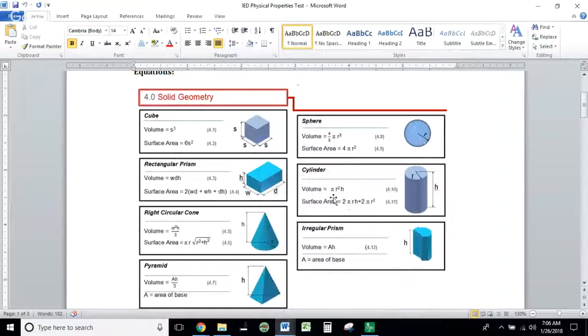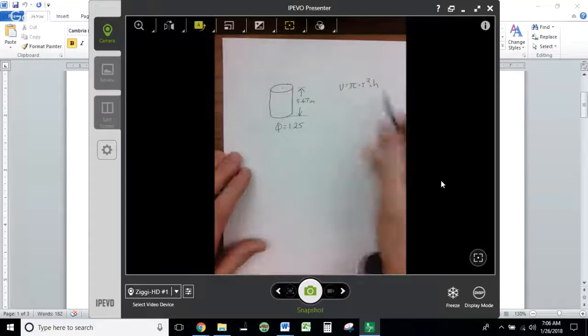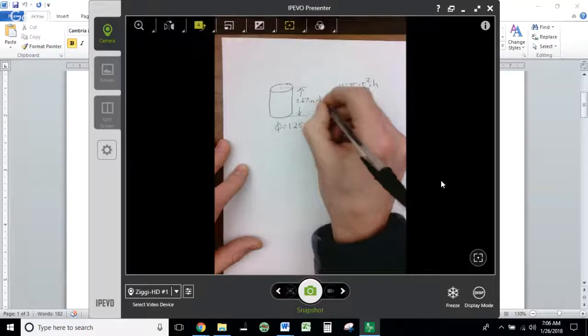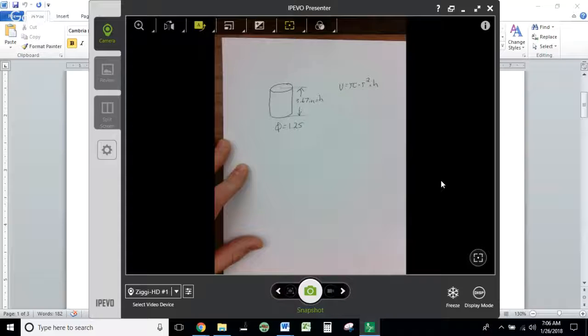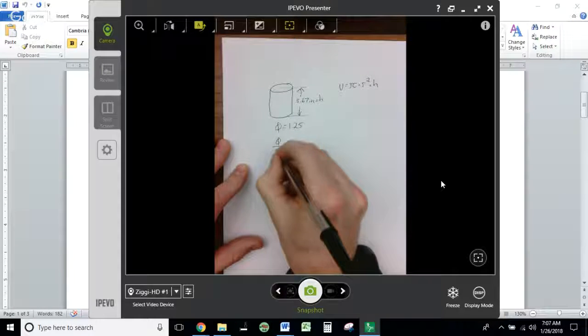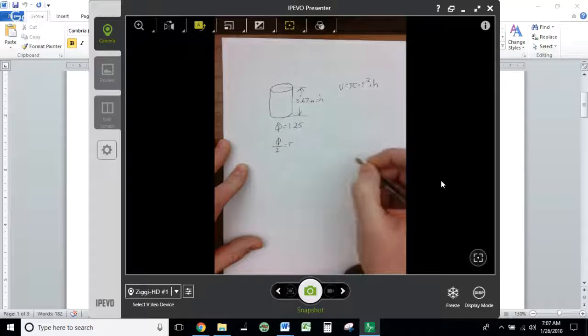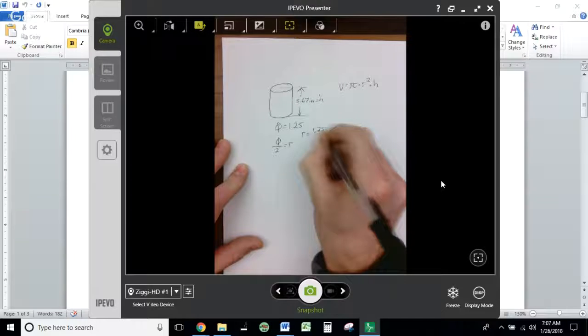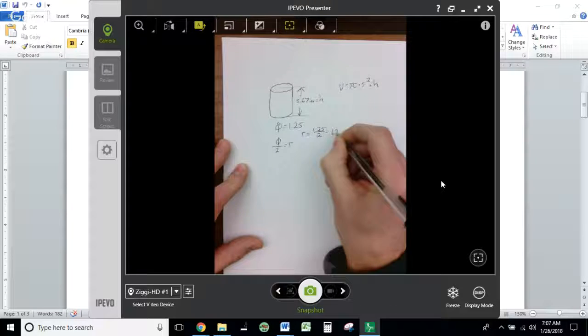So let's go to our formulas. We have a cylinder right here. Our volume is equal to pi times r squared times height. So I wrote that down on my sheet of paper. I need to find r, and I need to find height. Well, I know the height is 3.67, and I know the diameter, and we remember that diameter divided by 2 is equal to radius. So my radius would be equal to 1.25 divided by 2, and that's 0.625 inches.